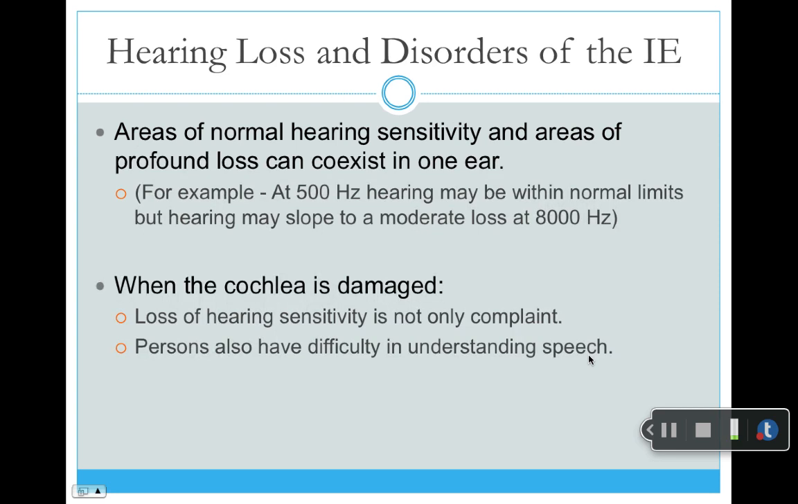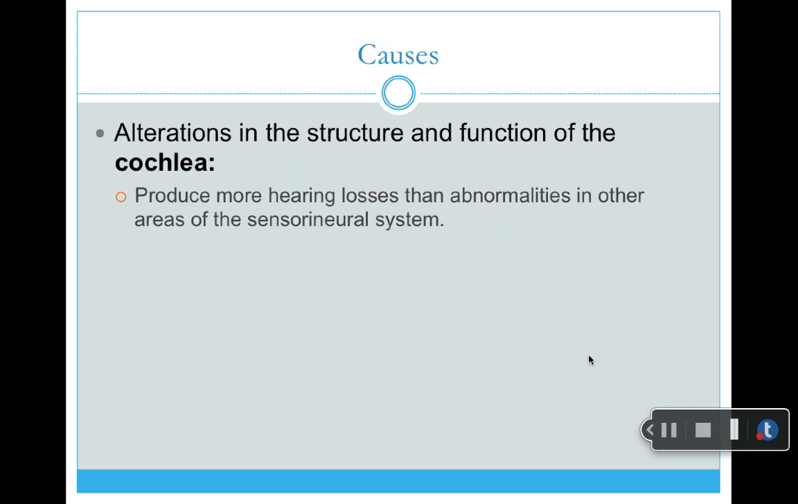And when the cochlea is damaged, it's not just hearing sensitivity that people complain about, it's the difficulty understanding speech, because they can hear some frequencies, but they can't hear all the frequencies. So they hear enough to know that speech is happening in the background, but they don't have enough information to really fully understand the message. So the number one complaint for people with this type of hearing loss, with presbycusis or sensory neural hearing loss, is I can hear you, but I can't understand you.